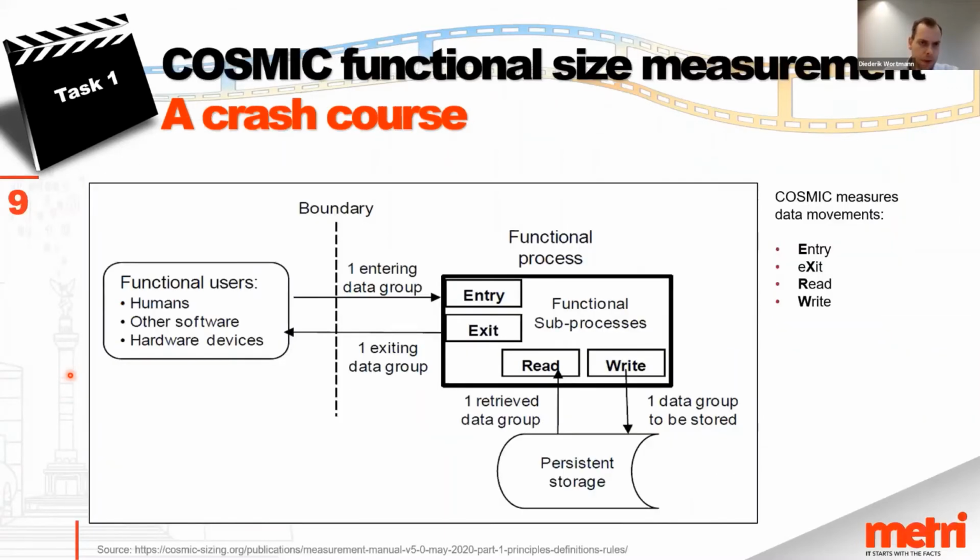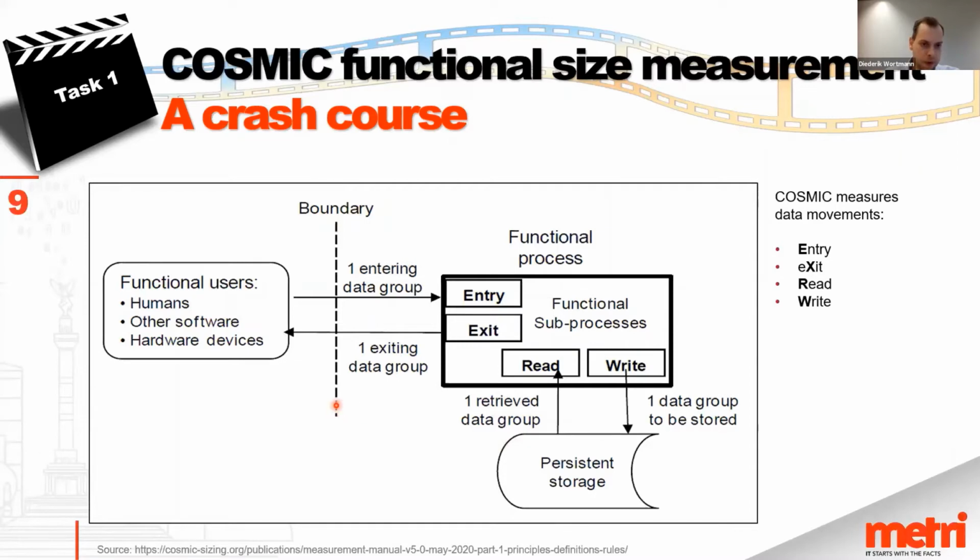So we used the COSMIC functional size measurement method, and I'm quite aware that not everyone may be familiar with COSMIC, so I'll provide a crash course in a minute. I'll explain the basics. COSMIC recognizes data movements that are elementary building blocks of software functionality. And this means that COSMIC recognizes processes and looks for instances when data enters the system, leaves the system, and is retrieved and stored by the system on arbitrary storage.